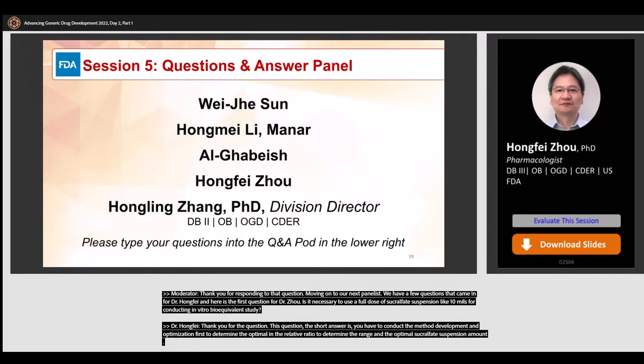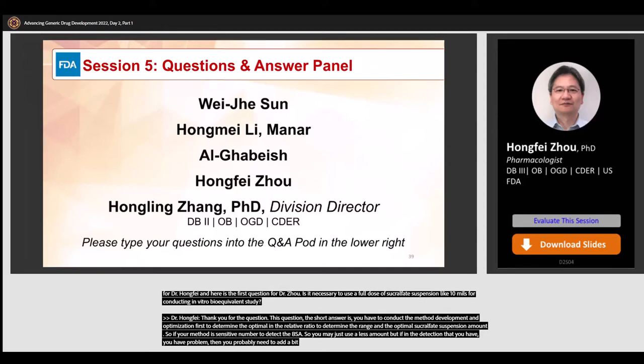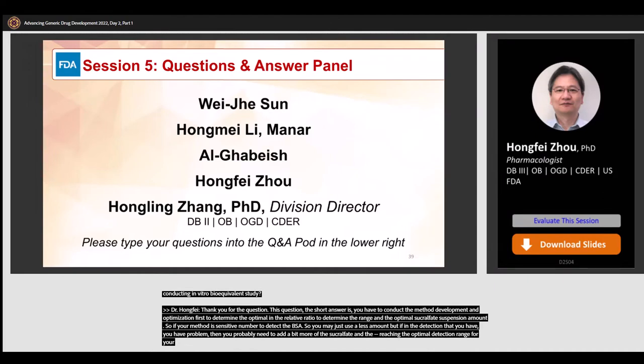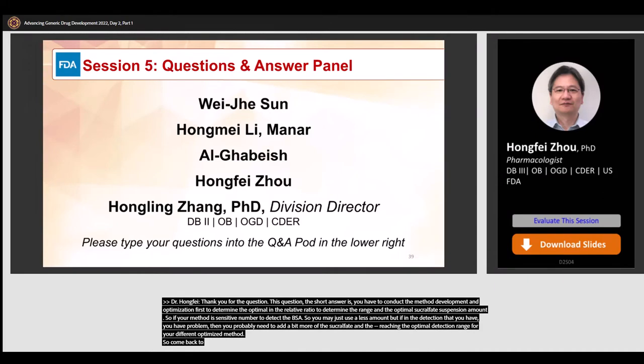So if your method is sensitive enough to detect the BSA, you may just use a smaller amount. But if you have a problem in the detection, then you probably need to add a bit more of the sucralfate suspension and the BSA, reaching the optimal detection range for your optimized method. So coming back to what I emphasized earlier, you have to do the optimization and development first. Thanks.